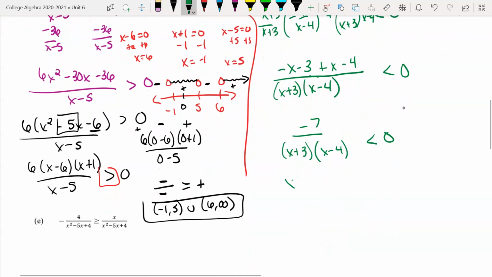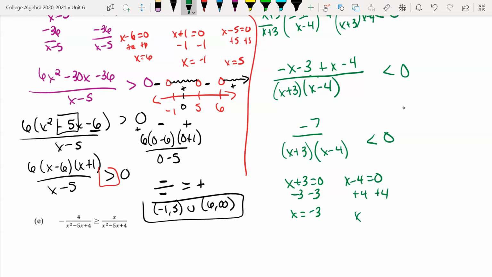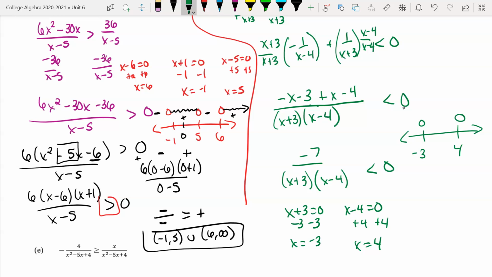So again, I would set the top and bottom equal to 0. Well, really all I have to worry about on this one is just the bottom. I'm going to make my number line. Negative 3 and 4, they're both on bottom, so they're going to be open circles. I'm going to pick a test point of 0 again. I'm just thinking about my sign. So it's a negative on top. It's going to be a positive times a negative on the bottom, which would be a negative. So negative over negative would equal a positive number.